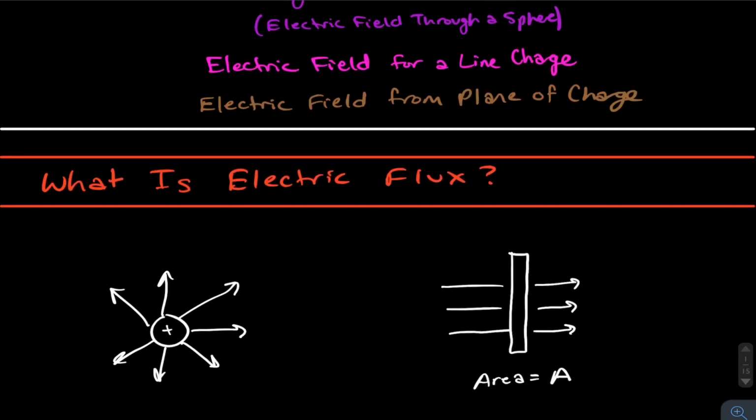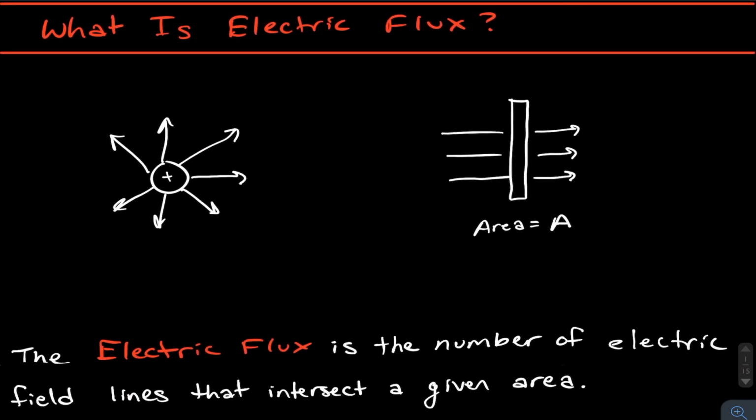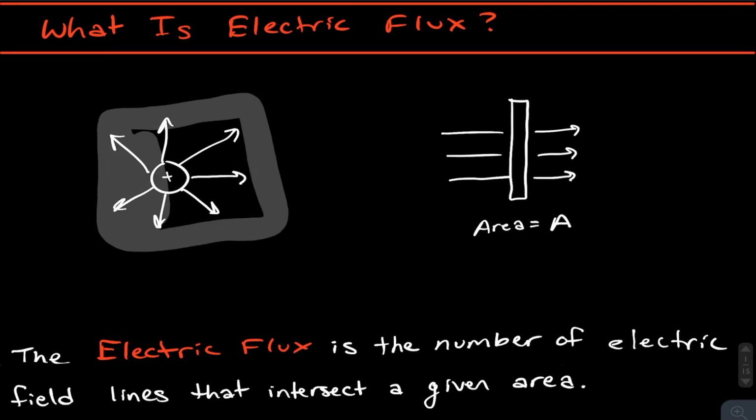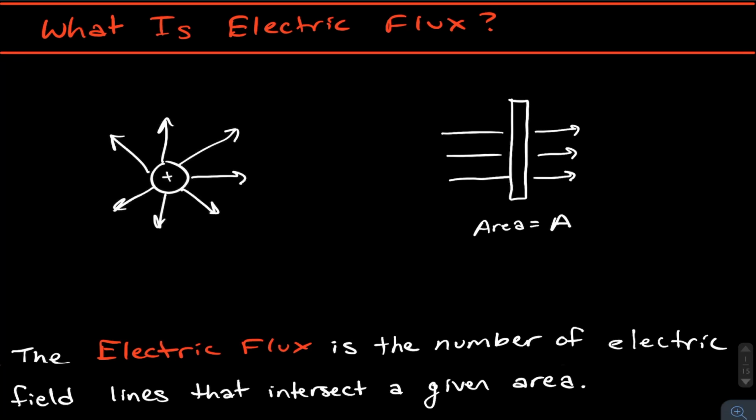First, we want to talk about what electric flux actually is. So say you have a point charge. It emits its electric field in all directions. Now, those electric field lines, say you have some object with area A, and that's the object right here, and it has these electric field lines going through it.